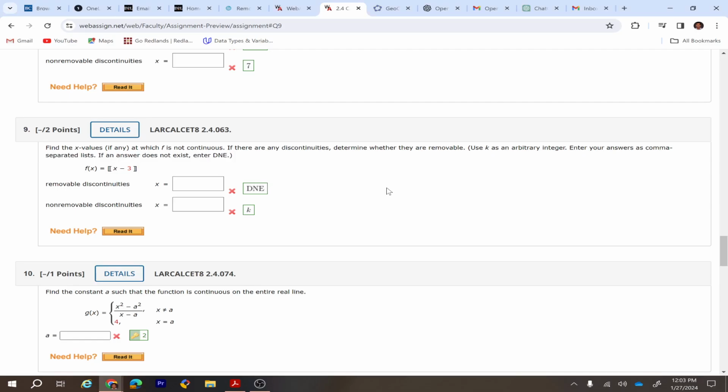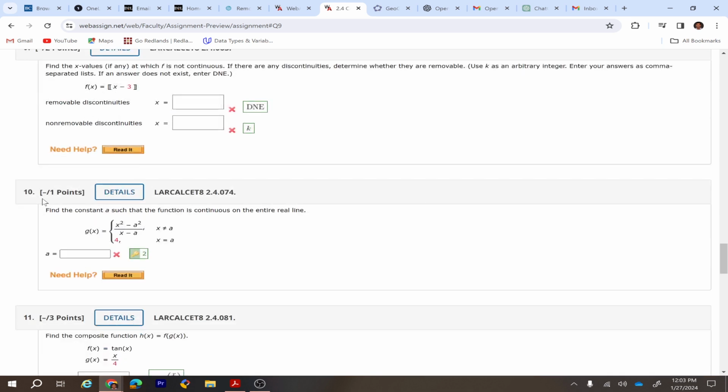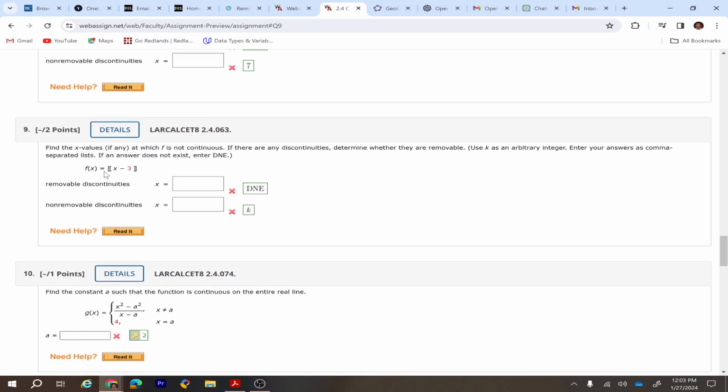Okay, so we're going to do section 2.4 homework problem, question number 9, and then also discuss question number 10 and 11. For question number 9, as you can see here, find the x values at which f is not continuous. If there are any discontinuities, determine whether they are removable or non-removable. Use k as an arbitrary integer. Enter your answer as a comma separated list. If an answer does not exist, enter dne.